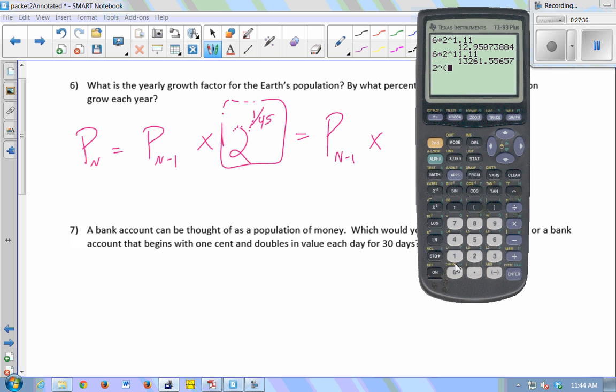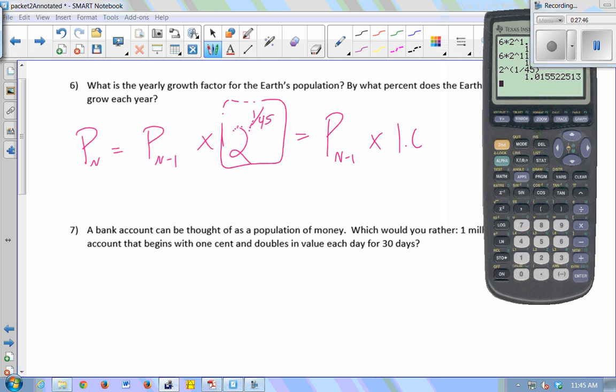So p sub n is p sub n minus 1 times 2 raised to the 1 over 45, which is 1.0155. That's what you multiply by each year to increase the population from one year to the next, 1.0155. If I were to multiply by 1.0155 45 times, what would I get?